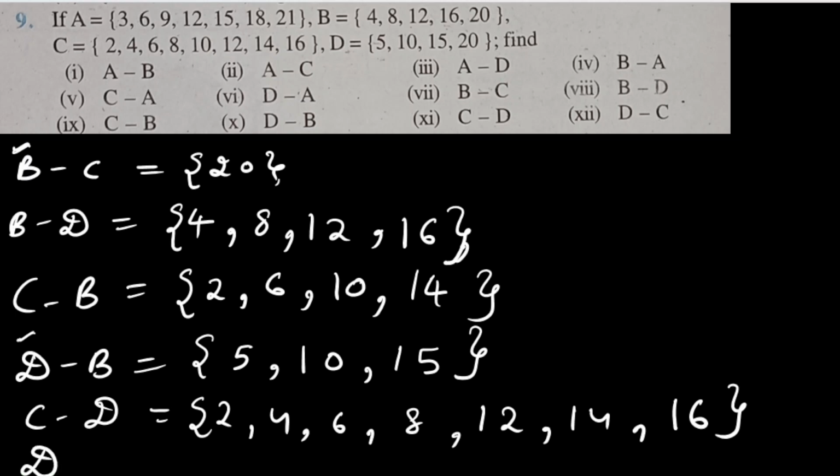Then the last part we have to do is D minus C. So we have to write D's elements: 5 we can write, then 10 we cannot write, 15 we can write, and 20 we can write. So with this we have completed all the parts of question 9. Now let's move towards the 10th question.